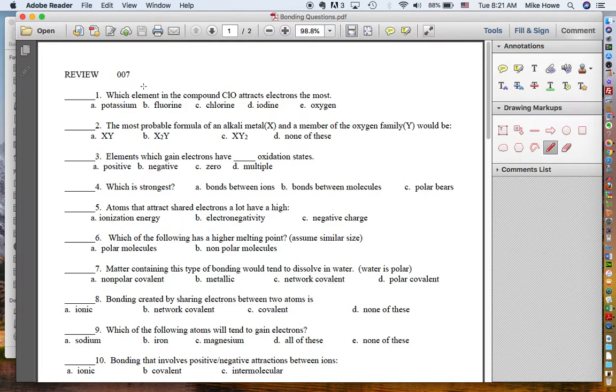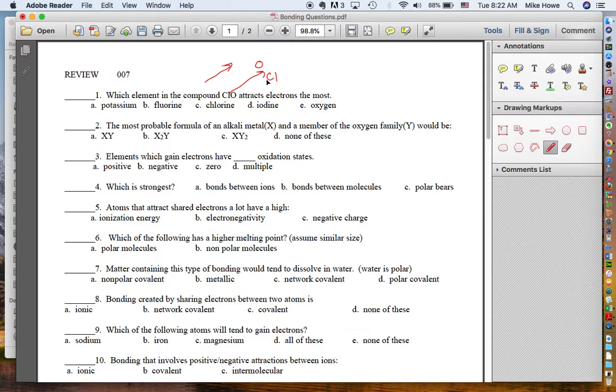All right, number one. Which element in ClO attracts electrons most? You remember that electronegativity increases on the periodic table as you move up and to the right. So generally you expect the one further up to the right would be more electronegative. If you look at the periodic table, you got oxygen here, you got Cl down here. So you're going up and to the right. It's a little bit hard to tell which one is going to be more electronegative.